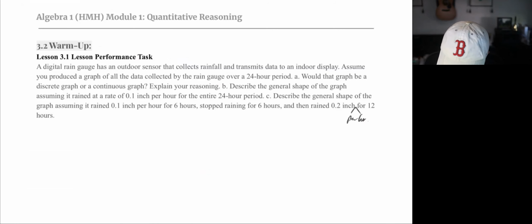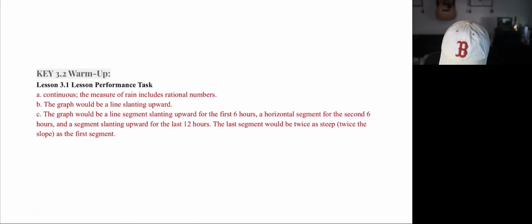This is the one we did in class. The only correction that you'll have is this right here should be 0.2 inches per hour. So why don't you go ahead and pause the video and try that. All right, guys. So the answer for this is right here. Take a look, and if you have a question, we could talk about it in class.